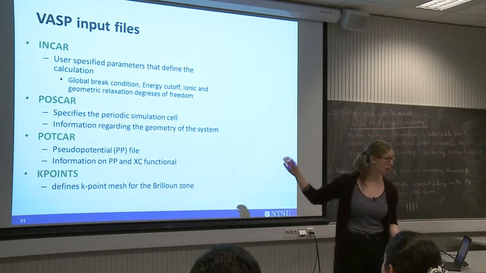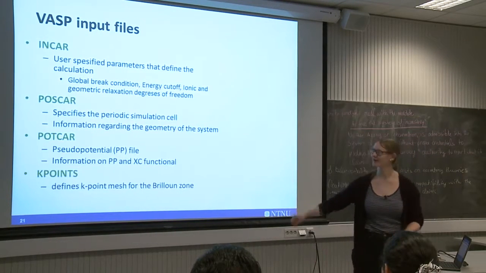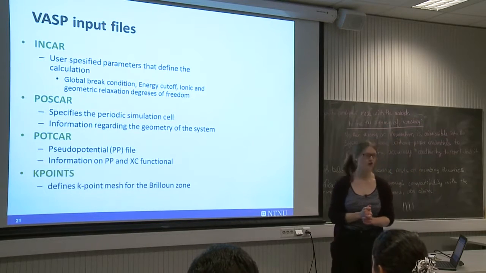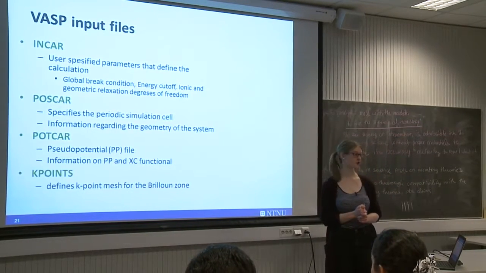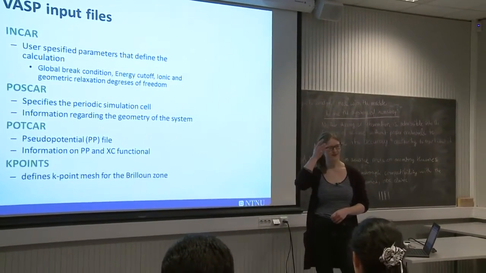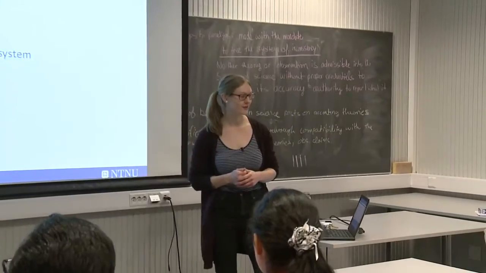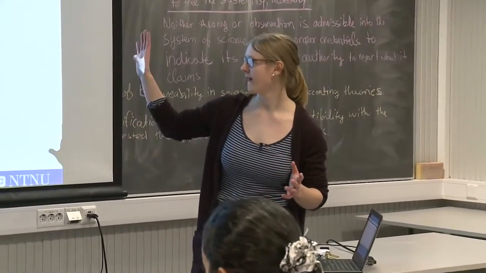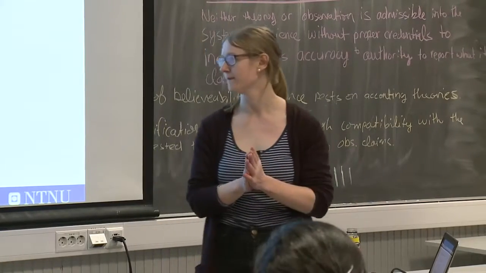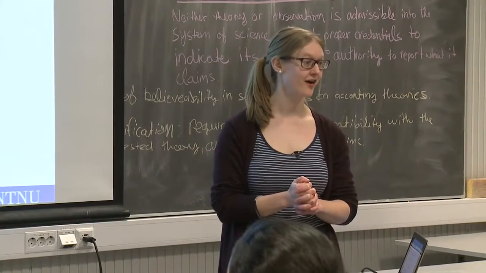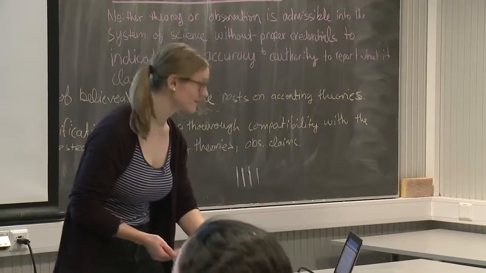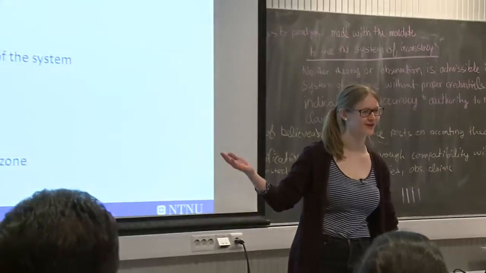And then you have the POSCAR, the position car. It's where you define your periodic simulation cell, and it contains information regarding the geometry of the system. Then you have your POTCAR, or the potential car, and this includes the pseudopotentials. This is something that is provided by VASP, so it's a big library. It also includes information about the pseudopotential and the exchange functional, so you have to choose one. And then the KPOINTS, a file that specifies how you lay out the k-points in your Brillouin zone. No car there, though. It should be called KPOINTSCAR, but I don't know.